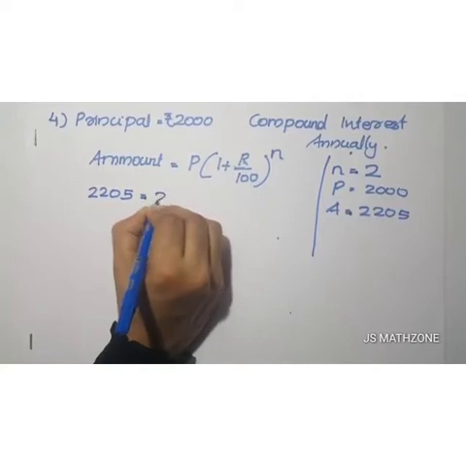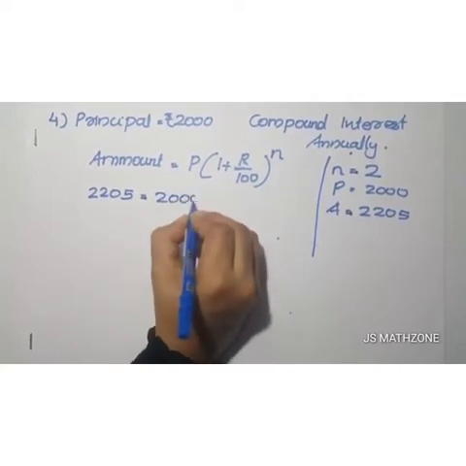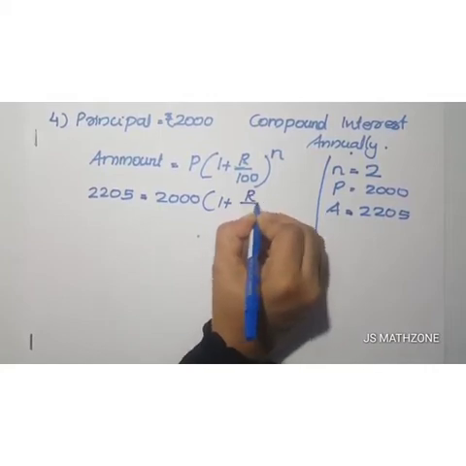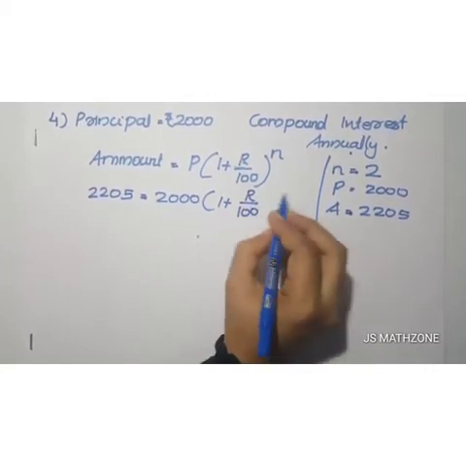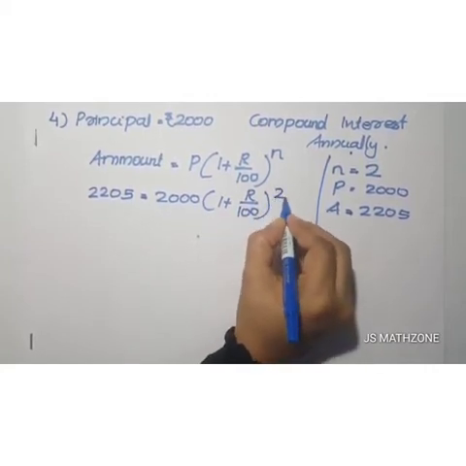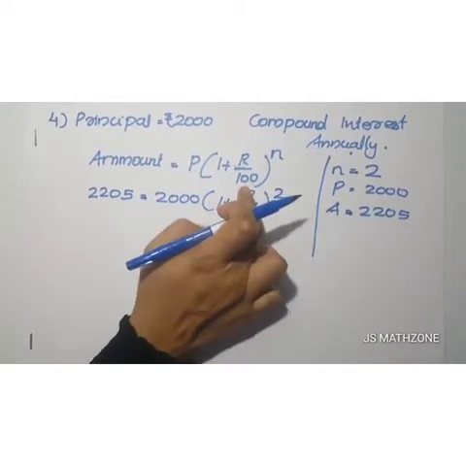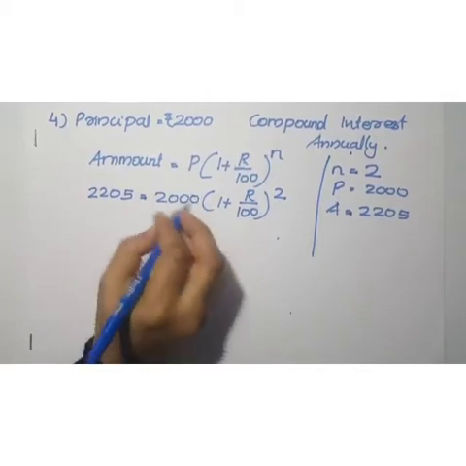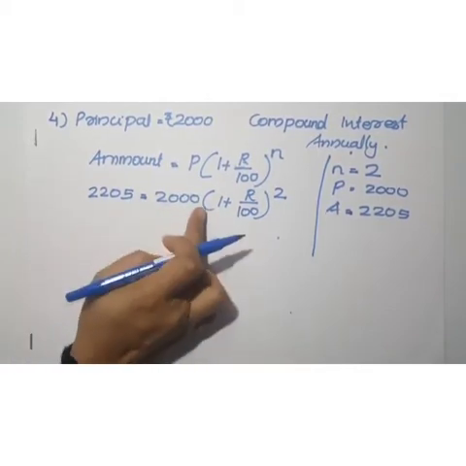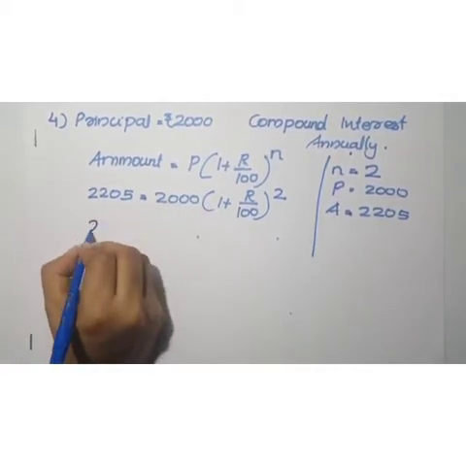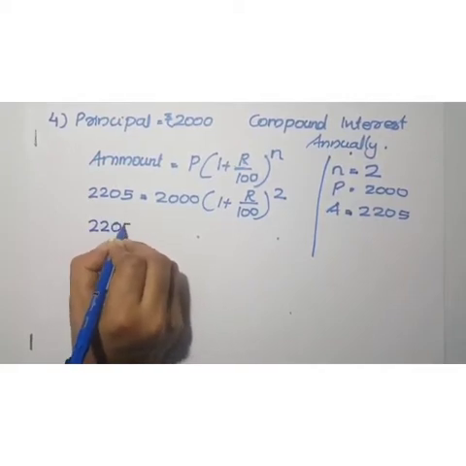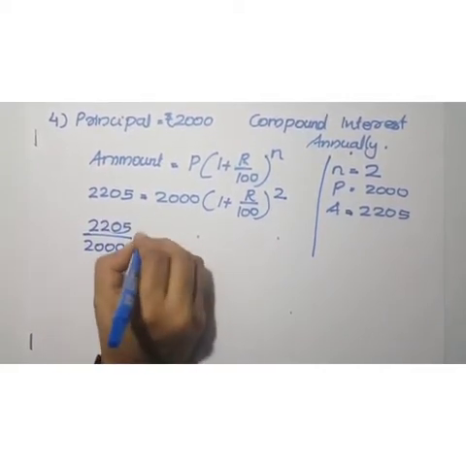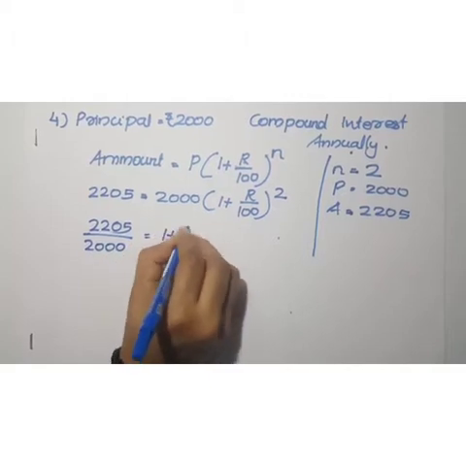2205 is the correct amount. So substituting the values, we will get 2205 is equal to 2000 into 1 plus R by 100 whole square. We want to find the rate of interest R. So we can transfer 2000 to the left side. So it becomes 2205 divided by 2000, which is equal to 1 plus R by 100 whole square.